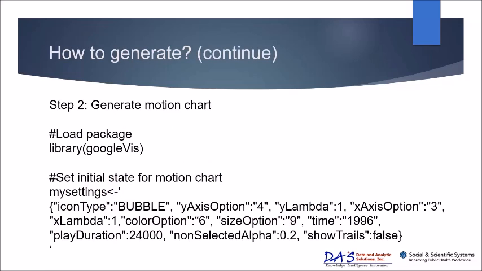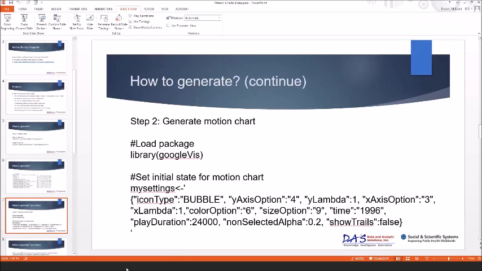And step 2, we need to generate the motion chart. Of course, we need to load the package. If it's the first time, you may also need to install this package. And then we need to set the initial state for this motion chart. Besides the bubble chart, it can also be a bar chart or line chart.